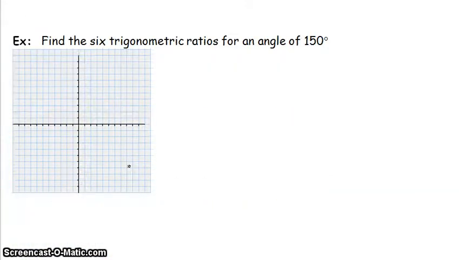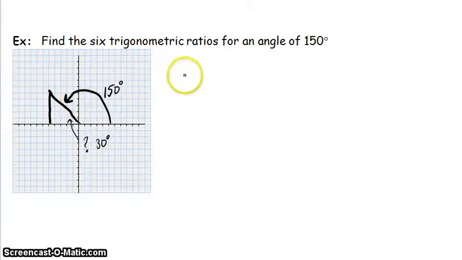So if it asks you to find 6 trig ratios for an angle of 150 degrees, we have to look at this and say, well, that's going to be in quadrant 2. So really, if we construct a triangle, we're looking at this angle here. Well, what angle is that? That's a 30-degree angle. So really, it's a 30-degree angle in quadrant 2.